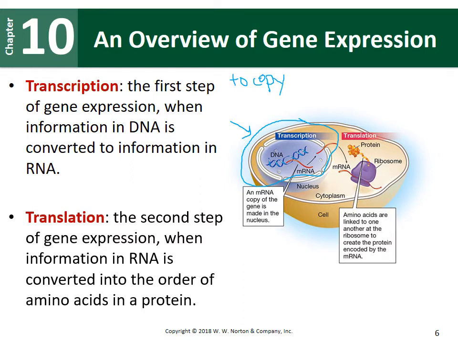So when you transcribe something, you're just making copies of it. And this is exactly what is happening during the step. So what's happening is we're taking that genetic information in the DNA, and DNA stands for deoxyribonucleic acid, so it's a nucleic acid. We're using that to create RNA, which is ribonucleic acid. So we're just copying that genetic information from one nucleic acid form into a second nucleic acid form.